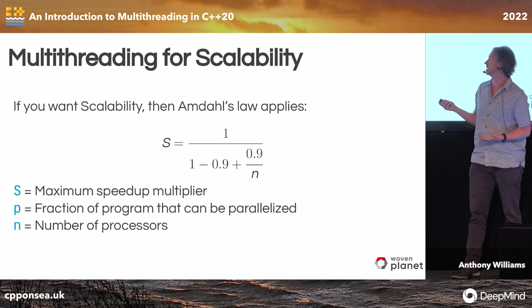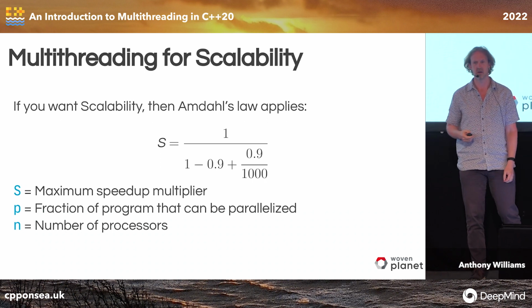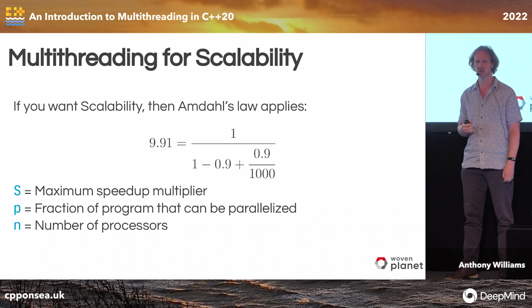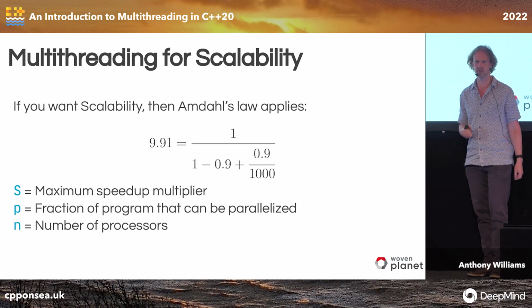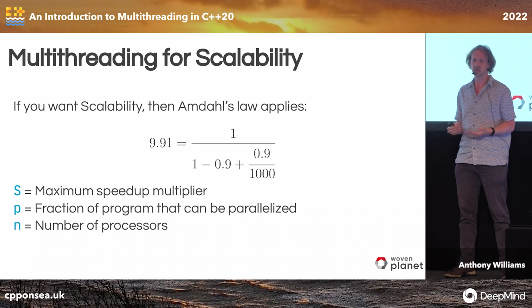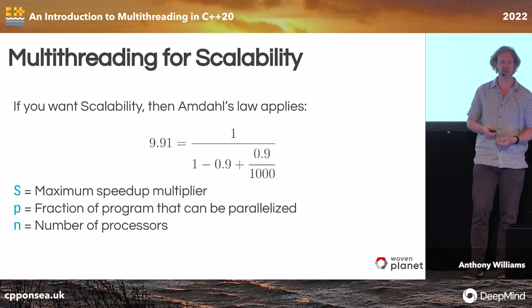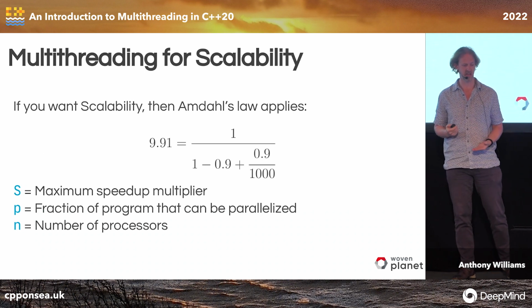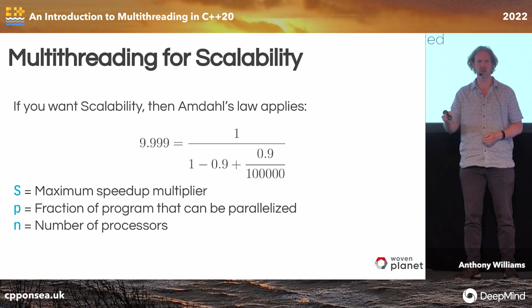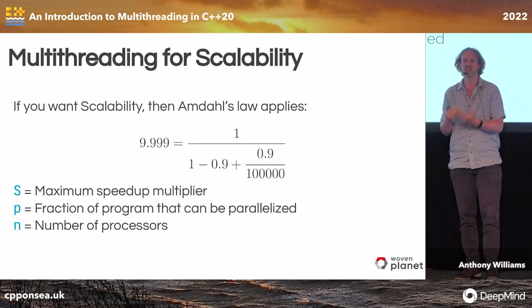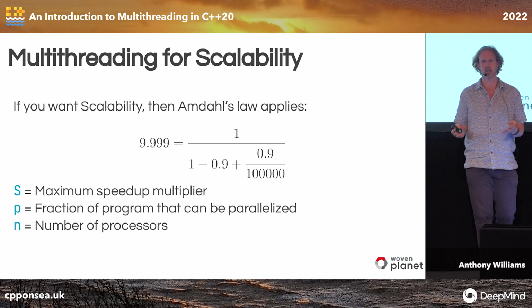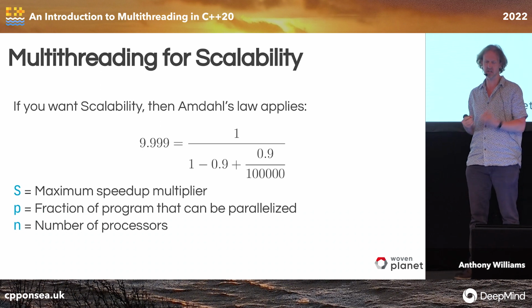So what happens if we start putting numbers in? We've got 1,000 processes and 90% of our code being parallelized. We get a whopping 9.9 times speed-up. That is not very good out of 1,000 processes. You might have been hoping for maybe, worst case, a few hundred times speed-up. So that 90% is really hurting us here. And you can see that if we stick in 100,000 processes, we've increased from 9.9 to 9.999. We haven't even got to 10 times faster yet, and we've got 100,000 processes. The fact that 10% of our code has to be serialized is really, really hurting us.